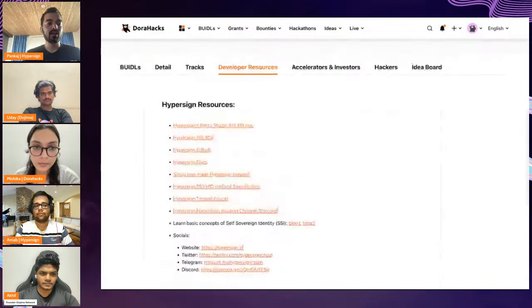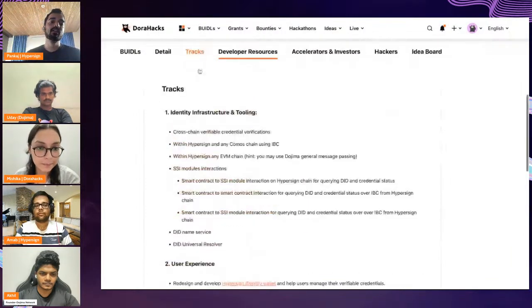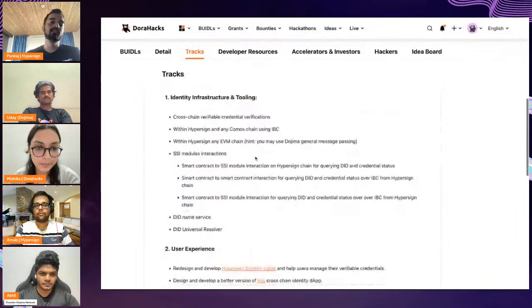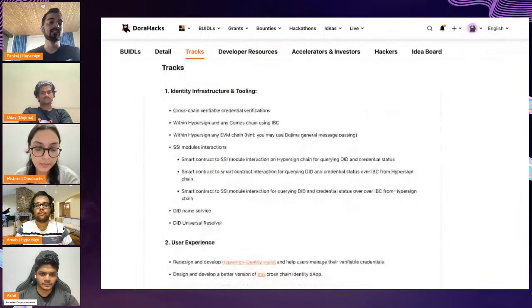Just wanted to add on, Mishika, that developers need not stick to just these tracks. These are just the starting point that we have created. They can create products that are not listed in these tracks, given that they're solving any problem for the Web3 space. Perfect, Pankaj. So yeah, that's an open ground for the devs right there. Thanks for clarifying that, Pankaj.